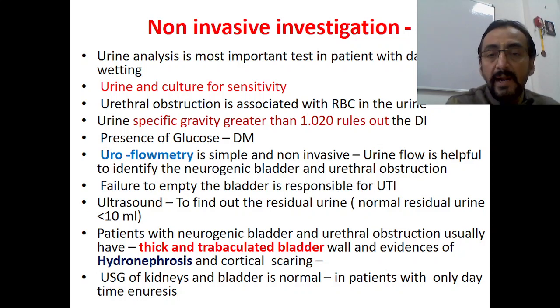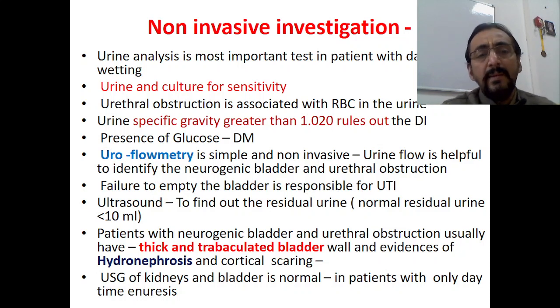Patients with neurogenic bladder and urethral obstruction usually have a thick and trabeculated bladder. You get this from USG. This is seen usually in neurogenic bladder as well as urethral obstruction, and there is evidence of hydronephrosis and cortical scarring in the USG. USG of the kidney and bladder is normal in patients with only daytime enuresis.